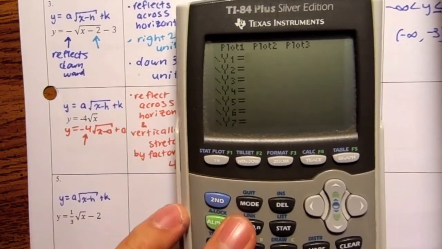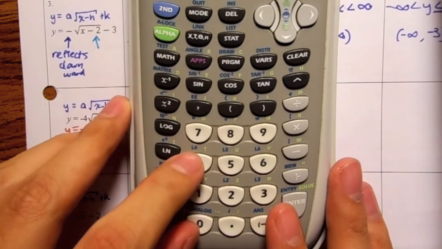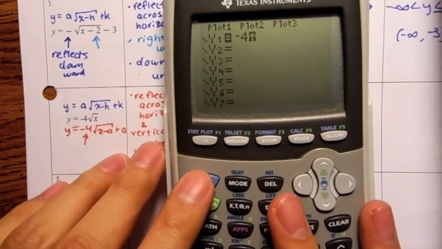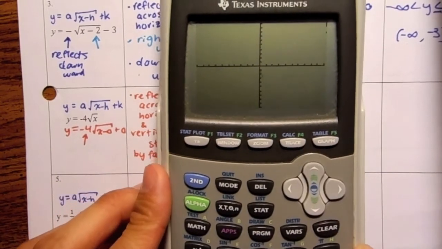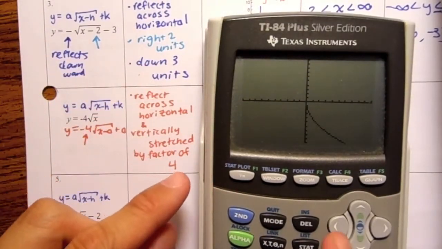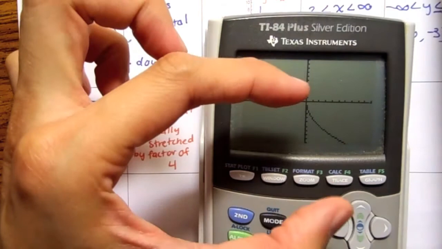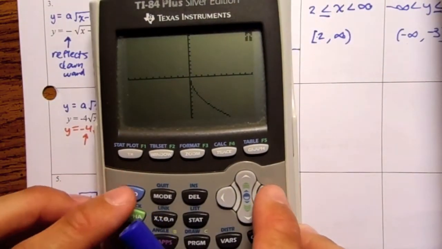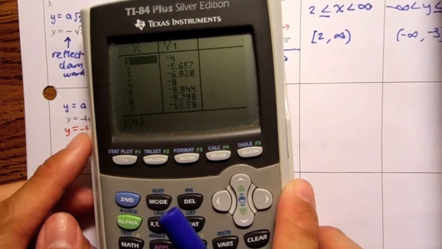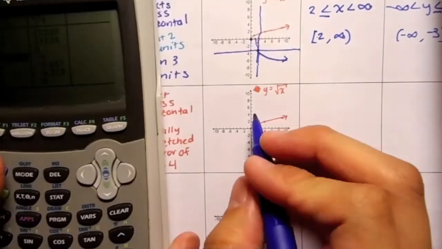So to put this into the calculator, we just want to go -4, then second square root to bring up the square root, x. And that's it. And as you would expect, it did flip across the horizontal, and it did get taller. It vertically stretched by a factor of 4. So if you want to have more specific points to graph, go to second graph, and then there's your points. Just scroll throughout.